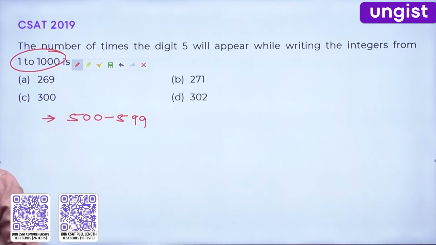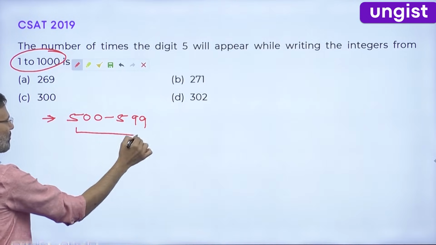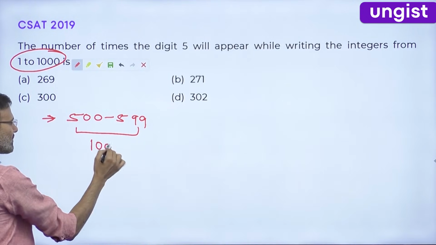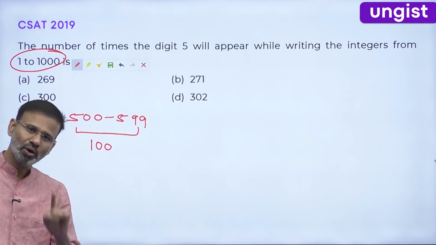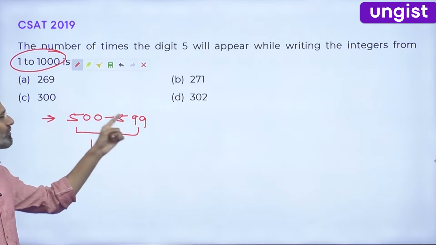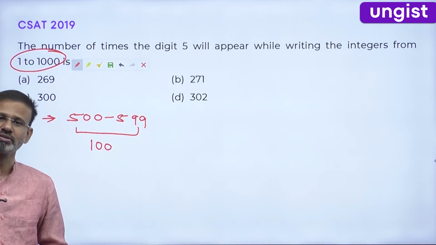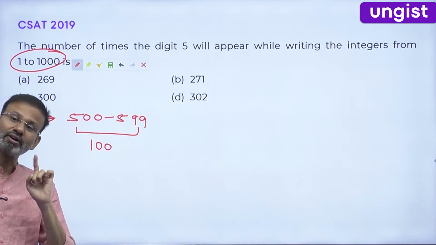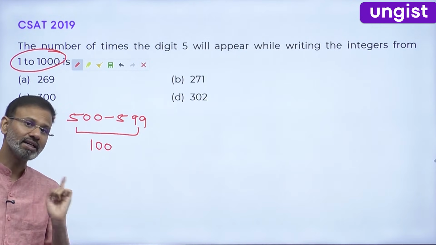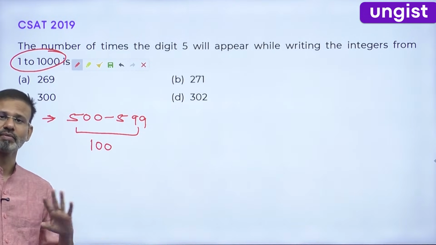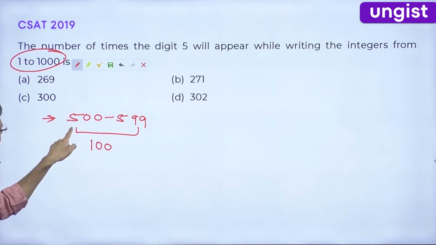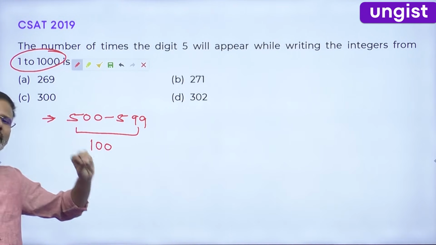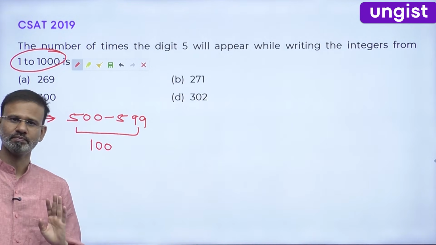Everyone, yes or no? ठीक? How many such numbers? How many these numbers are? They are 100, guys. If they are starting from 501 and going up to 599, they are 99 numbers. But they are starting from 500 and going up to 599. So they are 100 numbers. Correct, guys? Okay. So 5 is written 100 times in the hundreds place.